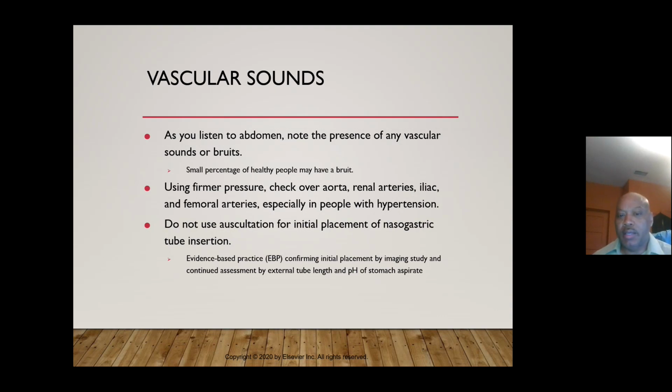Now, there are a small fraction of folks out there that do have a bruit. When we assess a patient for a bruit in terms of palpation, we have to use a firmer pressure. And what we're doing is we're looking at the arteries of the aorta as well as the renal artery, the iliac, and the femoral arteries as well. And this is going to be especially important in those patients who have hypertension.